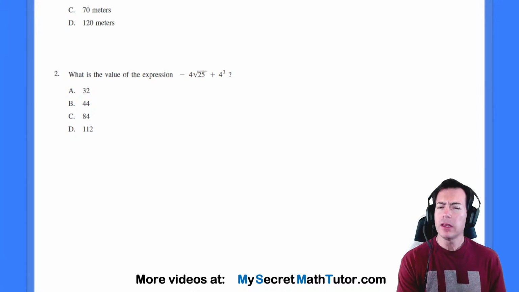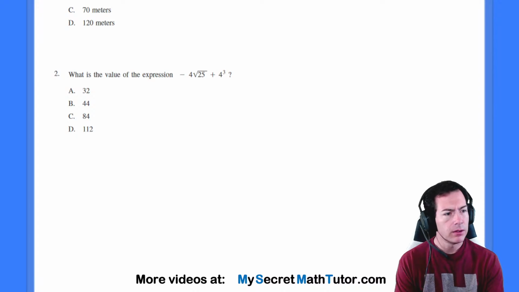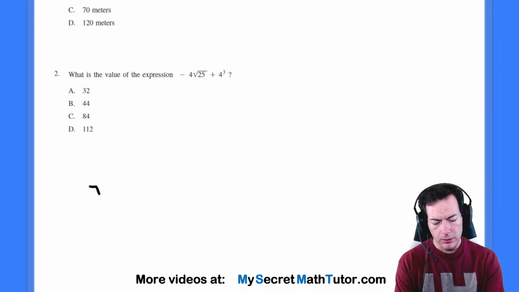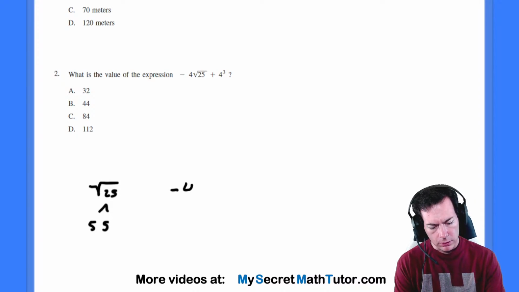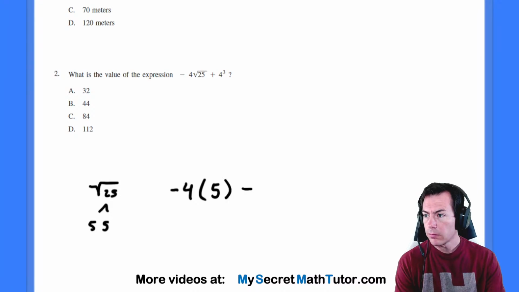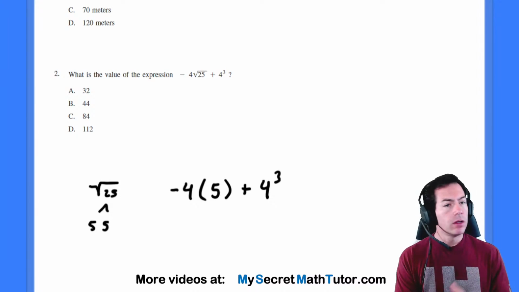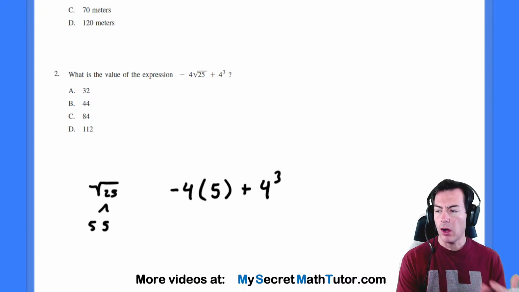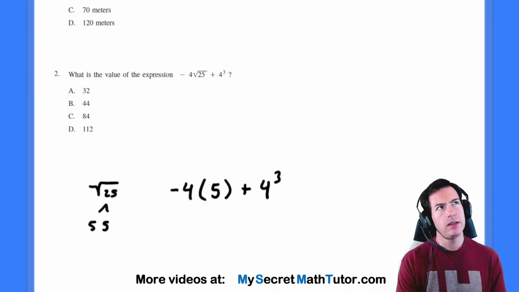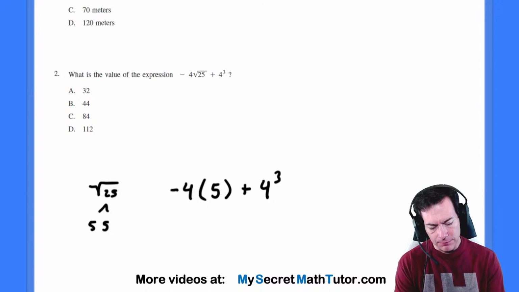So I first need to really take care of that square root of 25. Well, the square root of 25, if I'm thinking of two numbers that multiply to give me 25, that would have to be the 5 and the 5. So negative 4 will be multiplied by 5, and now we need to take care of the 4 cubed. 4 cubed is really just 4 times 4 times 4, so I'd think of multiplying all of those together. 4 times 4 is 16, times another 4, that would give us a 64.